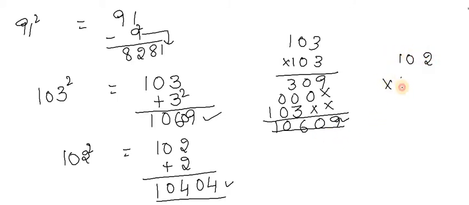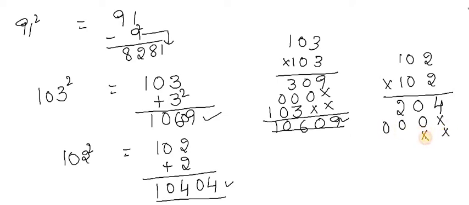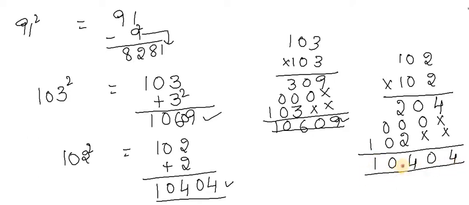Now I'll just show you the verification procedure also, to check whether whatever I did is right or wrong. 2 2s are 4, 2 zeros are 0, 2 1s are 2. Now the ones place is completed. Coming to the tens place, 0 2s are 0, 0 zeros are 0, 0 1s are 0. Now the ones place and tens place multiplication are both completed. 1 2s are 2, 1 zeros are 0, 1 1s are 1. So 10,404, and I got the same answer.